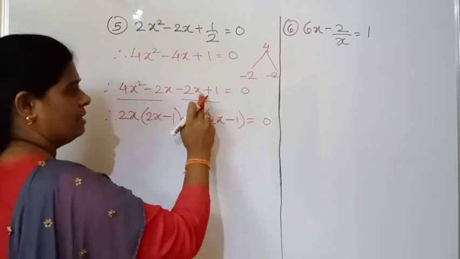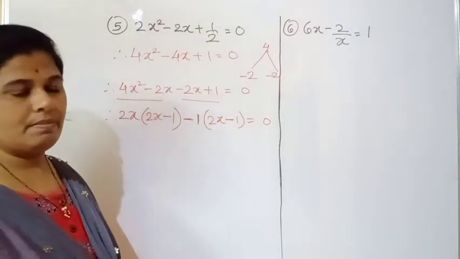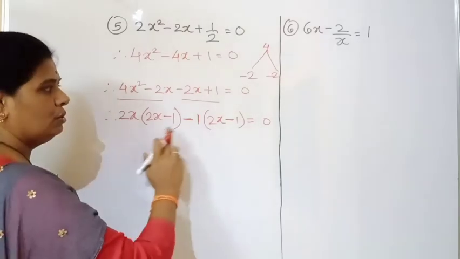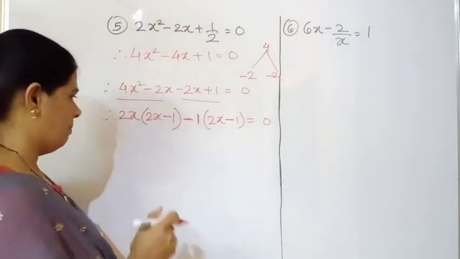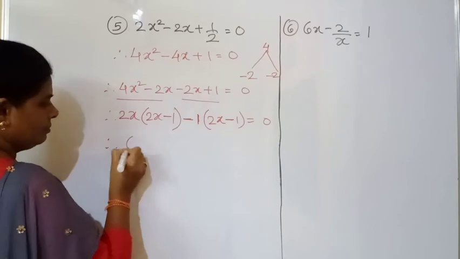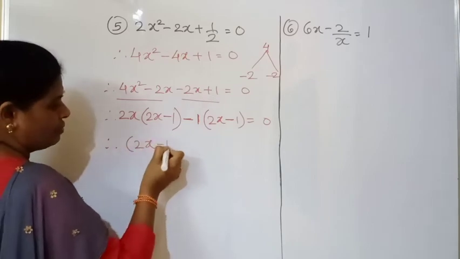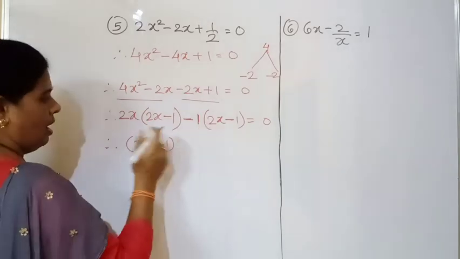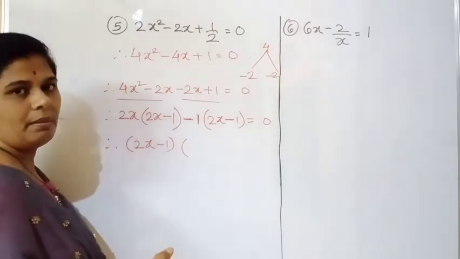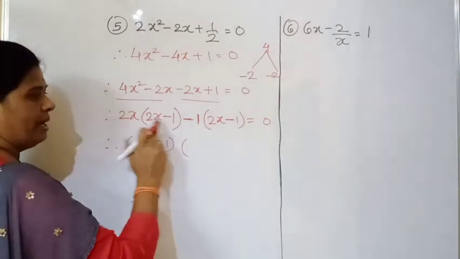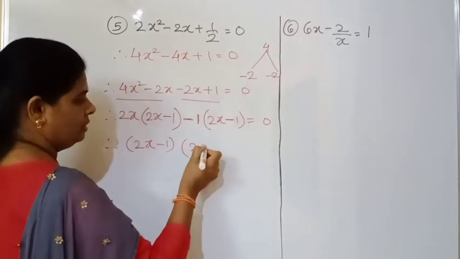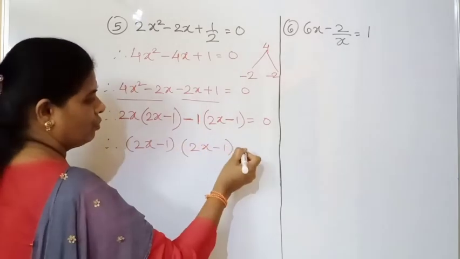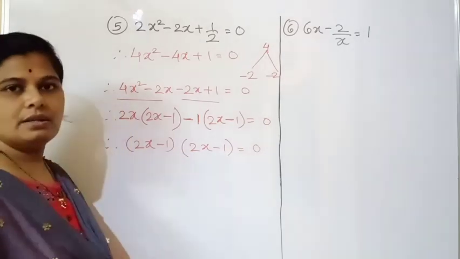So minus minus, which will give you plus. Okay. So we have got both the brackets the same. Now we have to frame 2 brackets. The first bracket is 2x minus 1. Again the second bracket is the same. What is it? That is 2x minus 1. So in this example we have got both the brackets same.